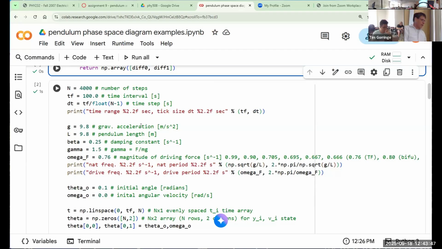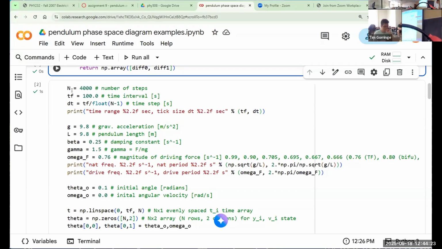Here's where we set up the space in which we're going to work, or the time in which we're going to work, discrete time. When I went ahead and solved this problem, I made a time interval of 100 seconds to watch the pendulum for. I made 4,000 ticks over those 100 seconds. So I guess that's 2.5 milliseconds per tick.